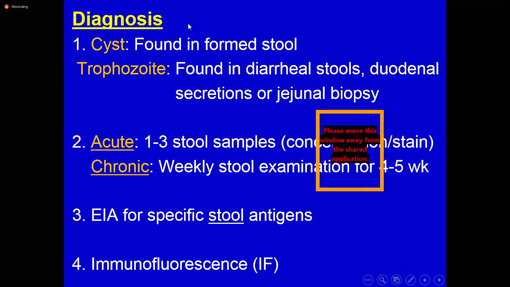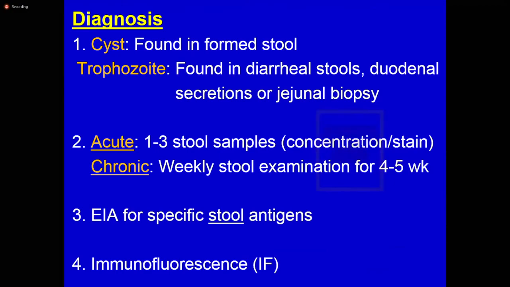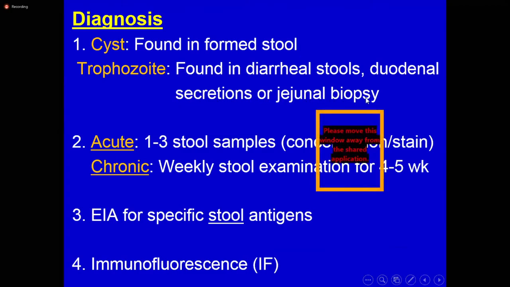Diagnosis: you find the cyst in the formed stool. Trophozoite can be found in the diarrheal stool. In the formed stool, you look for cyst. Although this is not absolute, a duodenal secretion, a duodenal aspirate, a jejunal biopsy sometimes can be used.